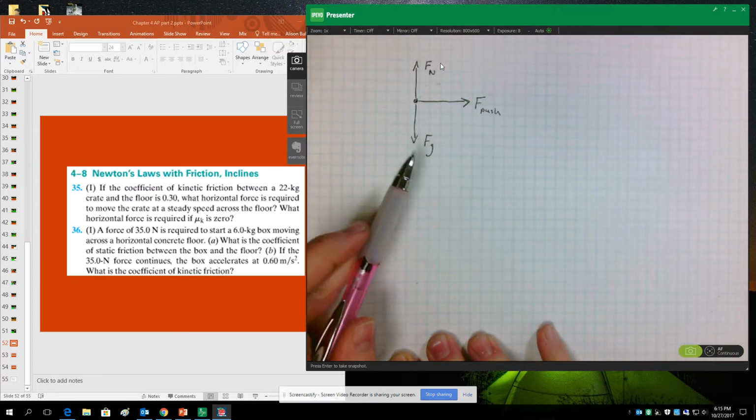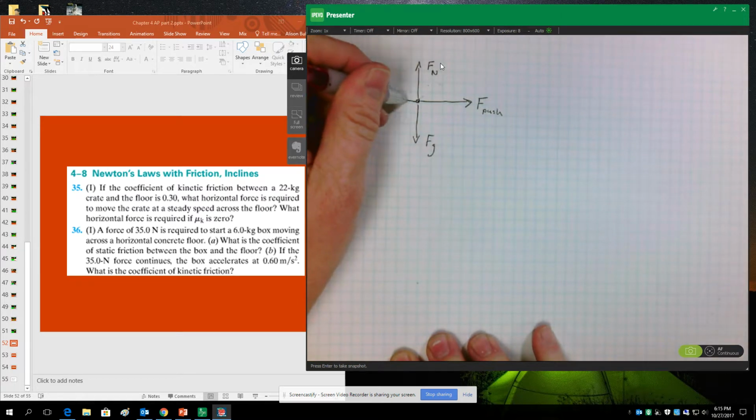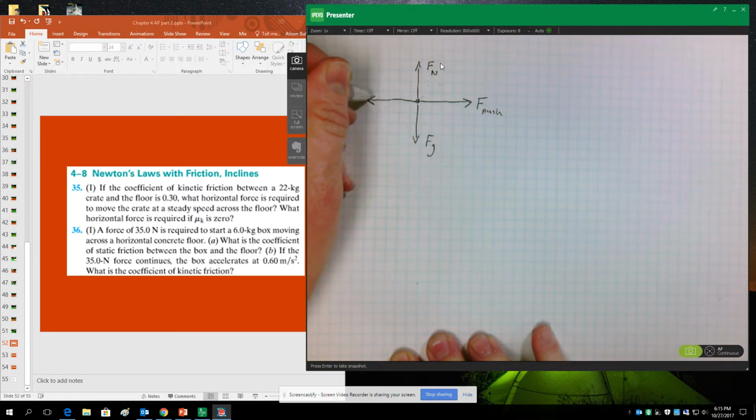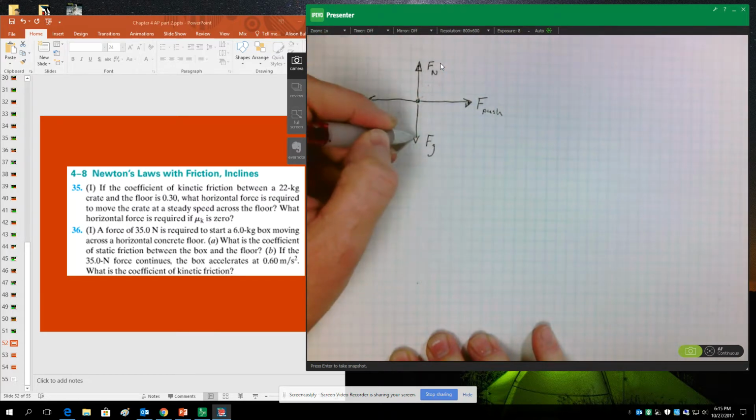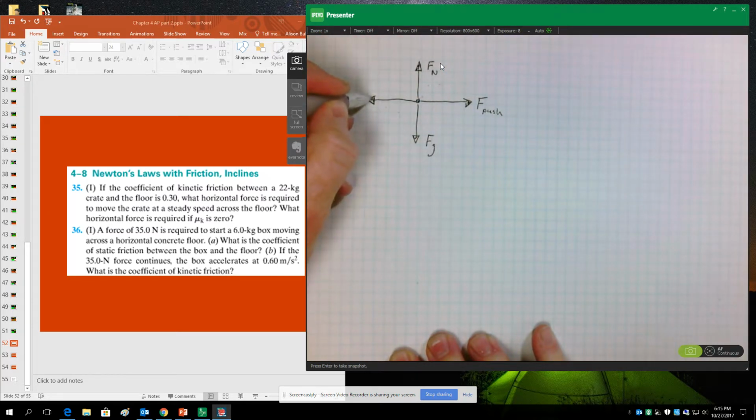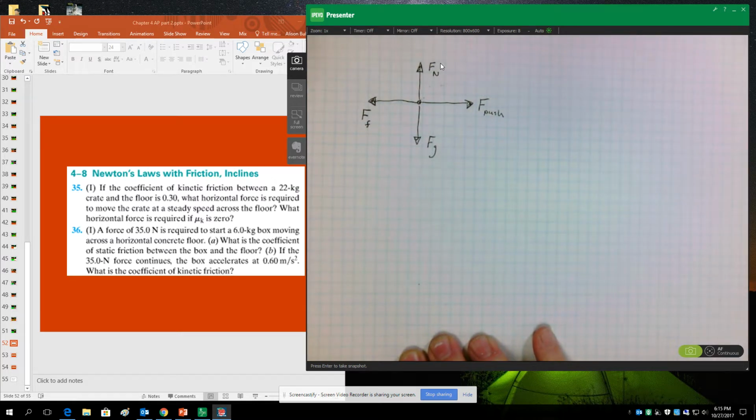And if I'm pushing it to the right and sliding it to the right, then kinetic friction is pushing to the left. If it's moving at a steady speed, then I can expect that the push force is in balance with the friction force. Let's see, I forgot what the notation for the textbook is. We'll just call it F subscript italicized F for friction, because I want to be consistent with AP notation.